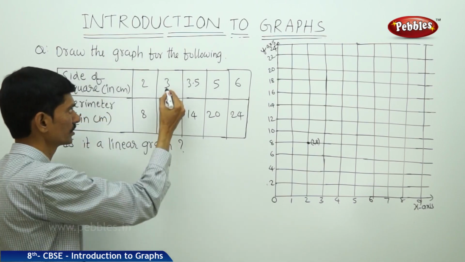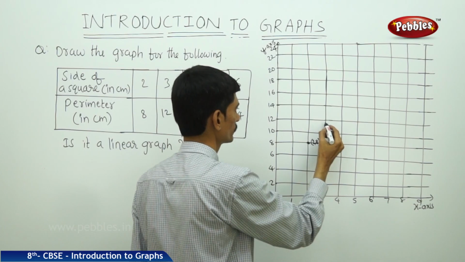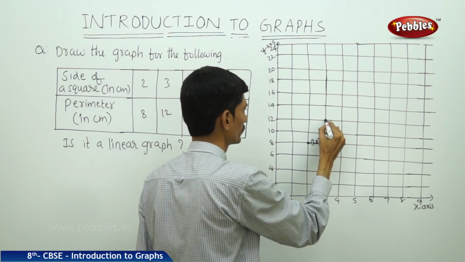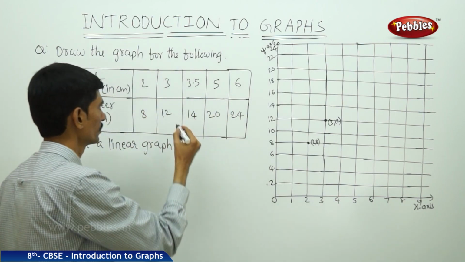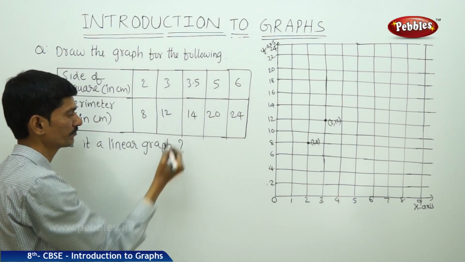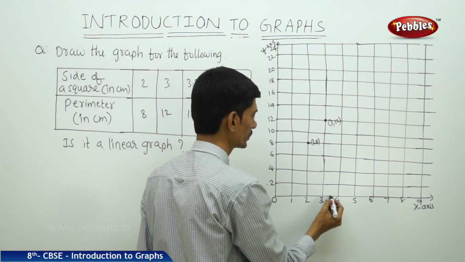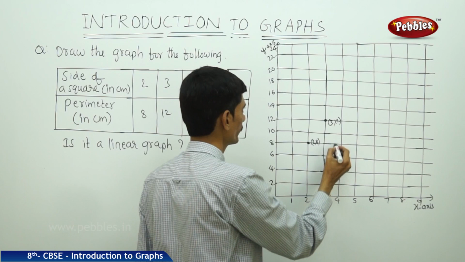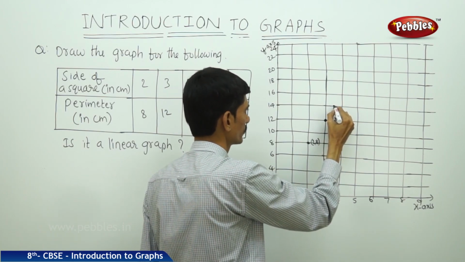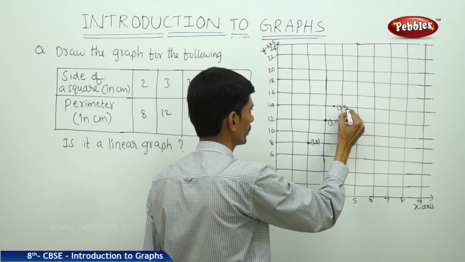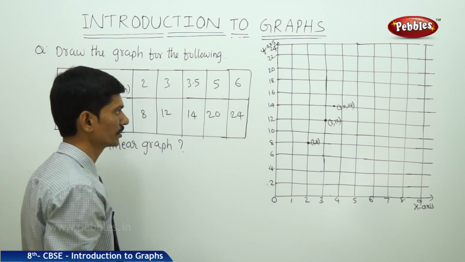The second point is 3 comma 12. On the x-axis 3, on the y-axis 12. So this is the point 3 comma 12. The next point is 3.5 comma 14. 3.5 means between 3 and 4, this is 3.5. So 3.5 and 14, this is the point 3.5 comma 14. And the next point is 5 comma 20.